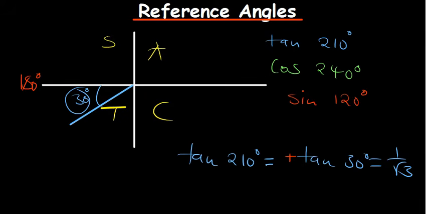How about cos 240? Where is cos 240? 240 also comes in the same quadrant. So subtract 180 from 240. That's a difference of 60 degrees. So that is a reference angle again.